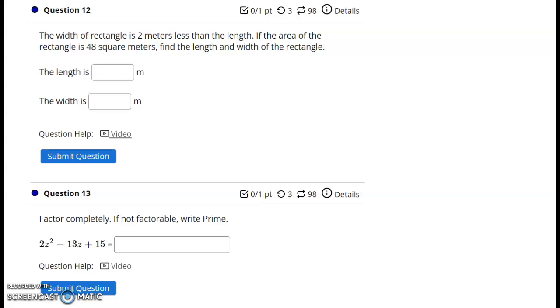This is Math 990, Module 6 Review, video number 2. So we have a rectangle. Right when I see that, I'm for sure drawing myself a little rectangle.